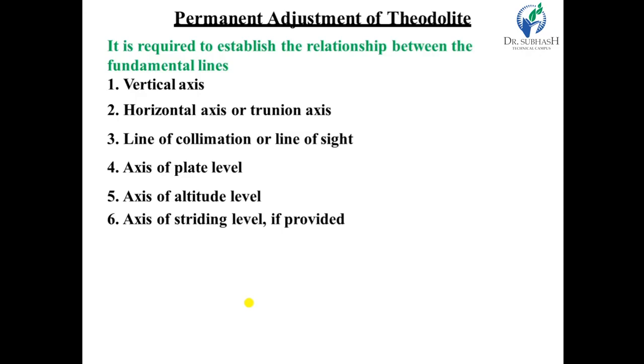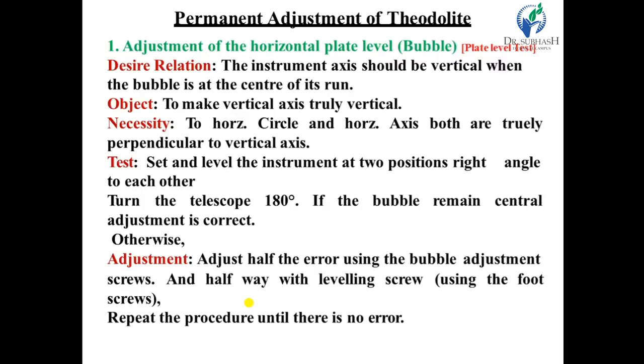We have to adjust some parameters like the vertical axis, horizontal axis and trunnion axis, line of collimation or line of sight, axis of plate level, axis of altitude level and axis of striding level if provided. Right? So we are first moving to the adjustment of the vertical axis, or adjustment of the horizontal plate level.